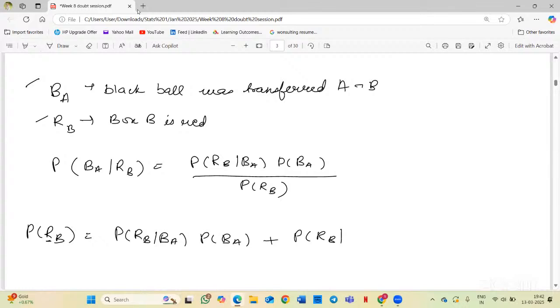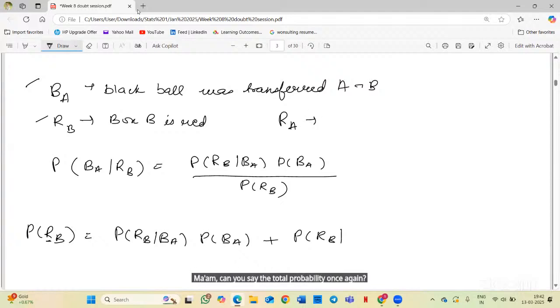Okay, ma'am, can you explain the total probability once again? It is a little confusing.